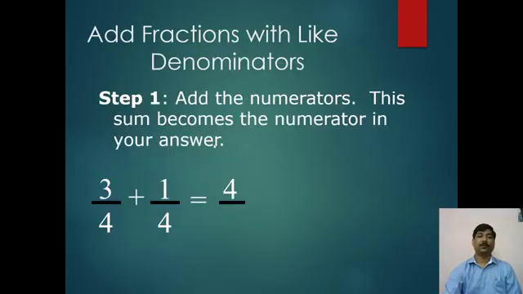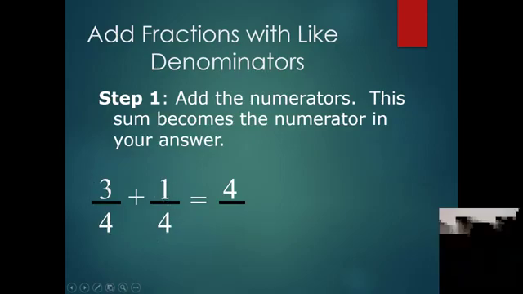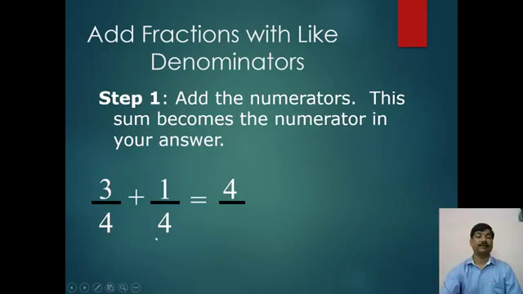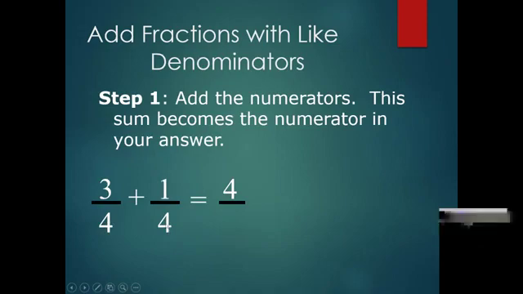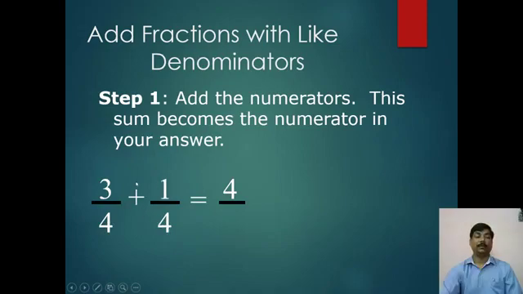Now we will add the fractions. So we have to take some fractions. Here we are taking the fractions 3 upon 4 and 1 upon 4. We have to add 3 upon 4 and 1 upon 4. As we observe, the given fractions are like fractions, with the same denominator. So to add them, we follow some steps.